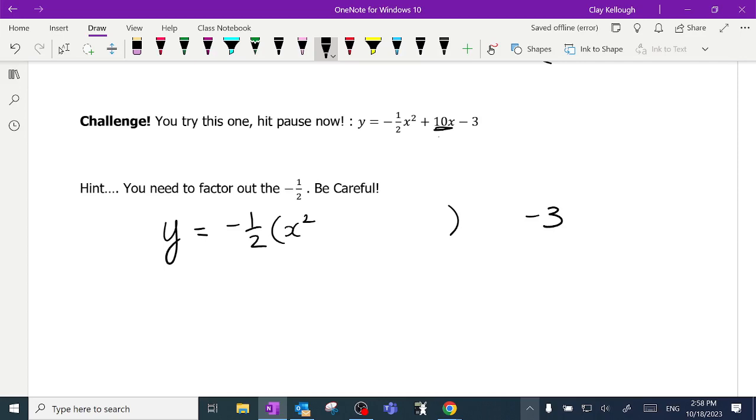And the way I think about it is, whatever I put here, if I multiply it by negative a half, I should get 10 back. Another way of thinking about that is, what number goes here so that half of that number is 10? So that has to be 20. But remember, it also has to be a plus 20. So this is minus 20x. Now I ask myself, what is half of this number squared? So half of this number is 10. 10 squared is 100. Now, did I just add 100 to this thing? Oh, no, I didn't. I added negative a half of 100 to this thing, which is negative 50. So to balance that out, I have to add plus 50.